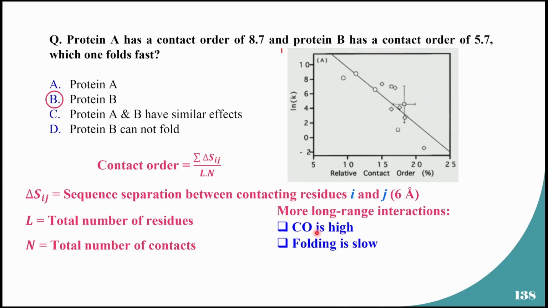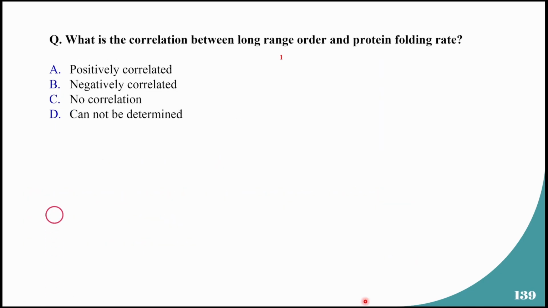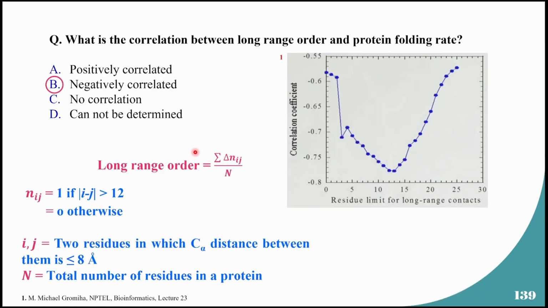Now, higher contact order means, of course, more long range interactions are being formed. In that case, you see that proteins dominated by long range interactions fold slower, basically. The protein folding rate is slow. So if the contact order is high, the folding rate is slow. If the contact order is low, folding is fast. So they have an inverse sort of relation in this case. The same thing is observed in the case of long range order. So earlier one was contact order. This is long range order. Slightly different formula, but kind of the same concept here.